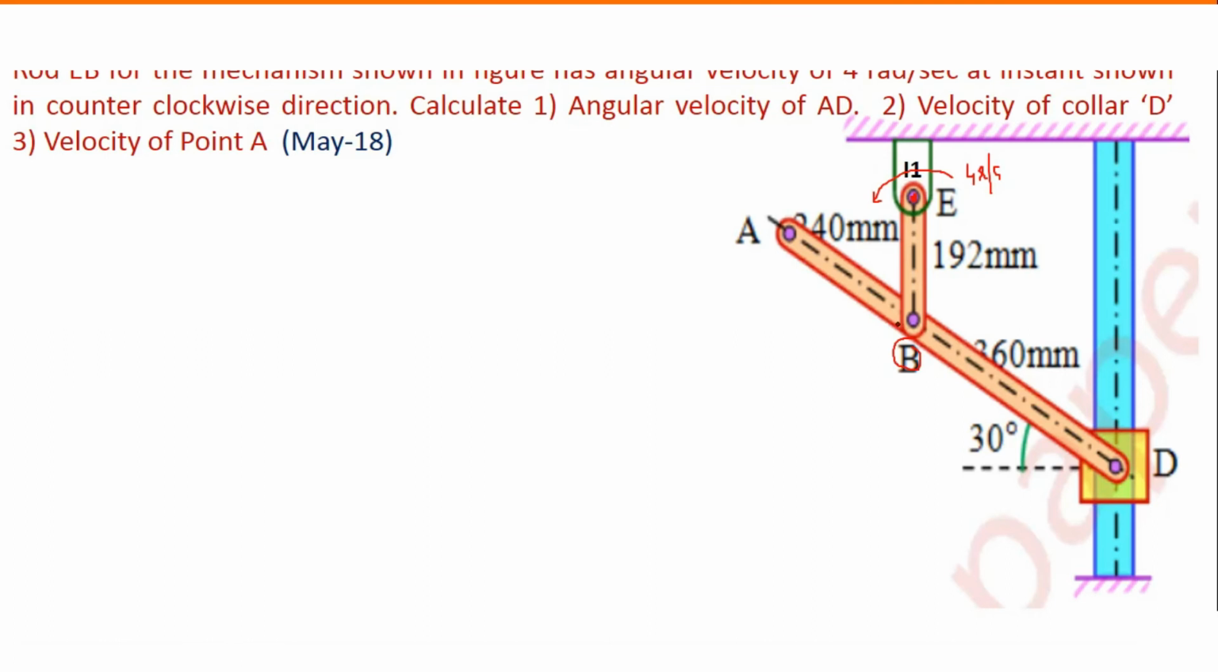Now for link AD, we don't have any hinge point. So what do we need to do? We need to draw perpendiculars to the velocities. Or I have given you a shortcut. What is that shortcut? Just extend the links which are hinged. So you can see here, this link EB is hinged, so I will extend this link in this part.